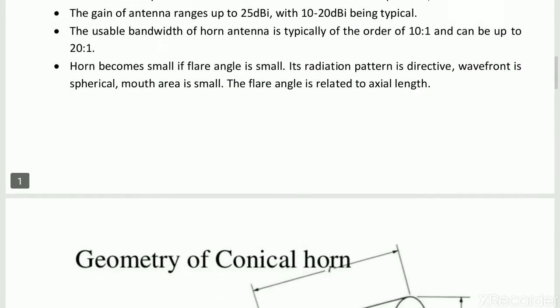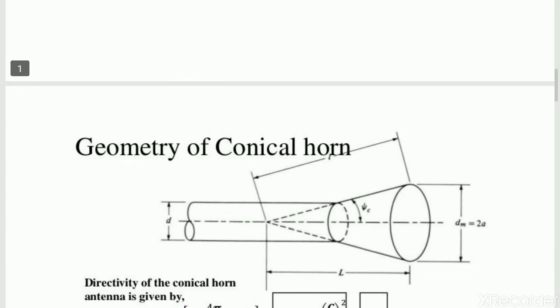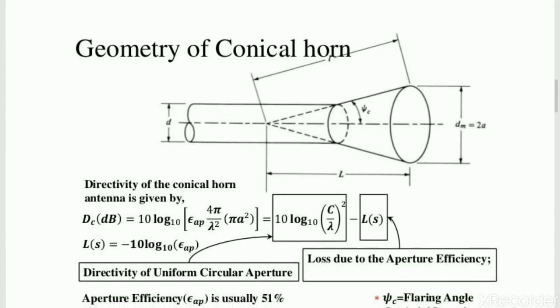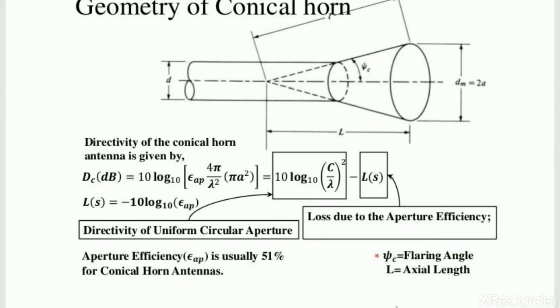So we will move forward. For the geometry of the conical horn, we can see from this figure there is angle psi suffix c, that is the flaring angle. We can see from the geometry that capital L is the axial length, or we can say the flaring length. Small d_m is equal to 2a, where a is the radius of this cross section or the aperture, and d_m is the diameter of the opening of the cross section, or we can say the aperture.